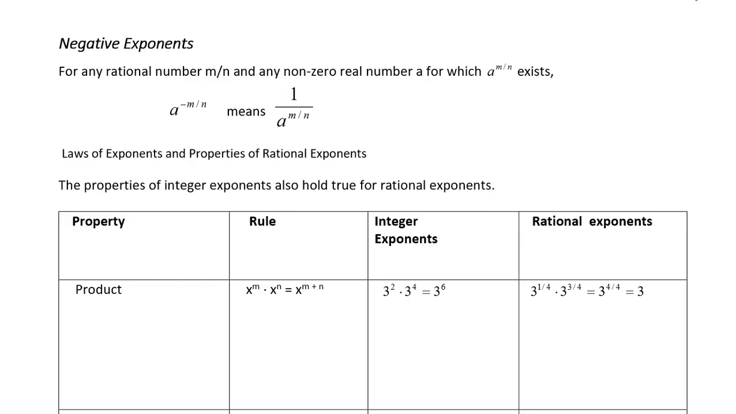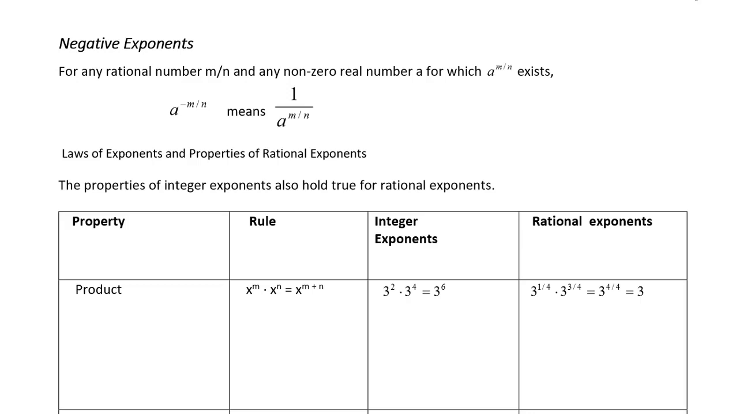We're now going to look at negative exponents and what this can mean for an expression. For any rational number m over n and any non-zero real number a, for which a raised to the m over n exists, if you have a raised to the negative m over n, this means that you would have 1 over a raised to the m over n.